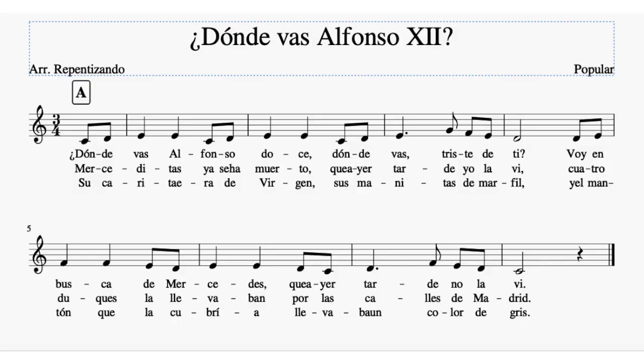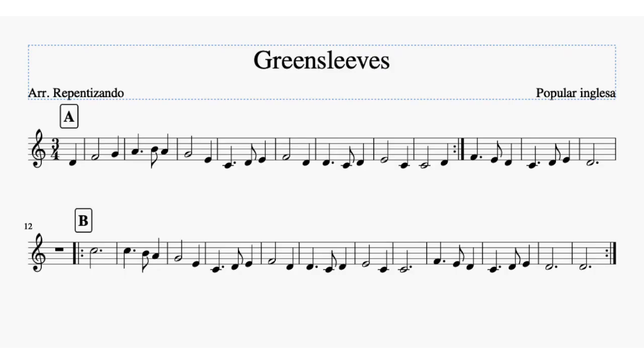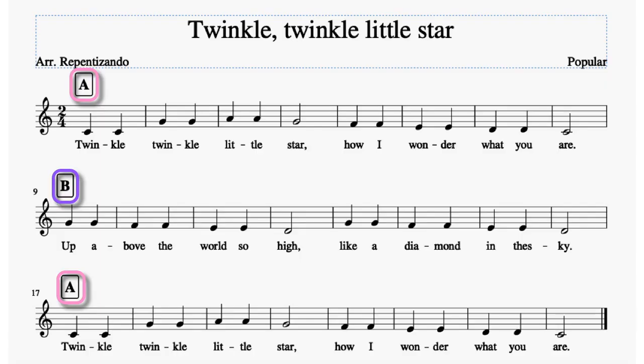Primary form. A single idea is repeated. Binary form. Two different ideas are exposed once. Ternary form. The first and second parts are contrasting and the third is usually a repetition or variation of the first.